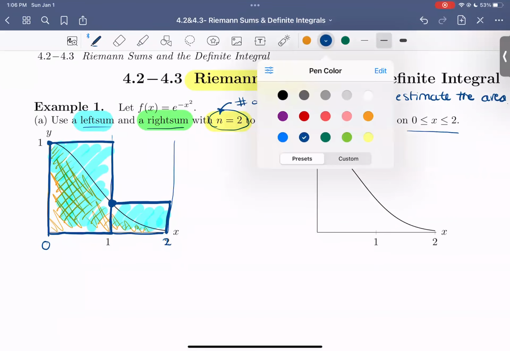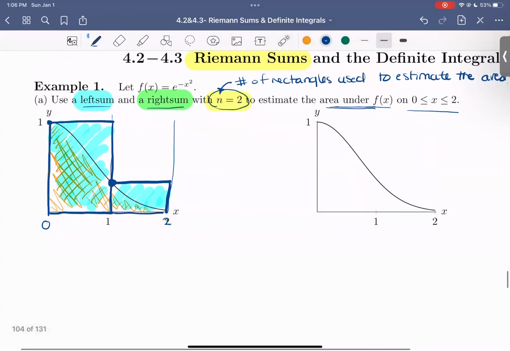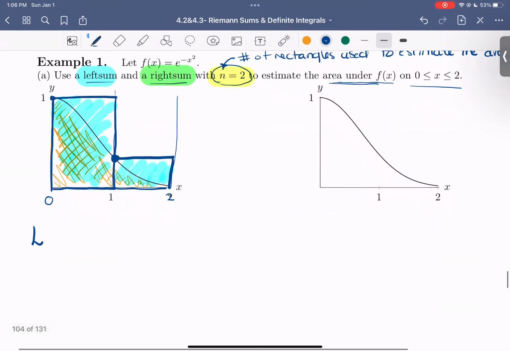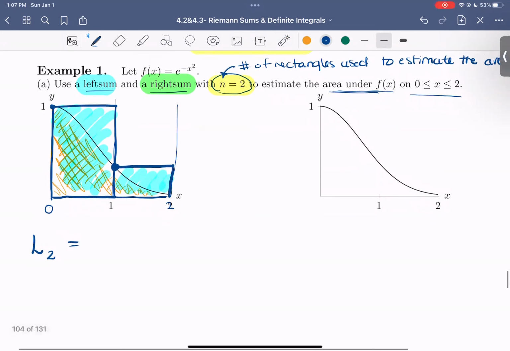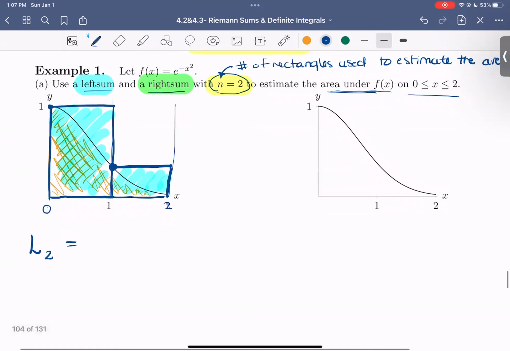So what would that look like? Let's call this sum L sub 2, meaning left sum using two rectangles. This is going to be equal to the area of the two rectangles we have drawn here. Recall, a rectangle's area is height times width. The height of this rectangle is the output value of my function on that left endpoint. So for us, that would be f of 0 times the width. The width of both of our rectangles is just 1.